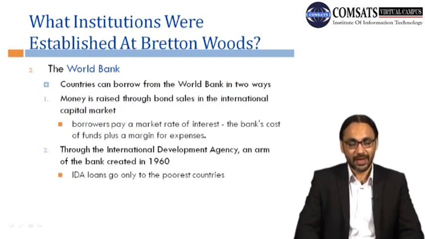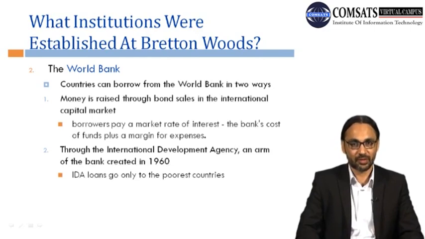Okay, and the second institution which was established because of this Bretton Woods meeting was the World Bank. Countries can borrow from the World Bank in two ways. The first one is that the money is raised through bond sales in the international capital market. Borrowers pay a market rate of interest, the bank's cost of funds plus a margin for expenses.